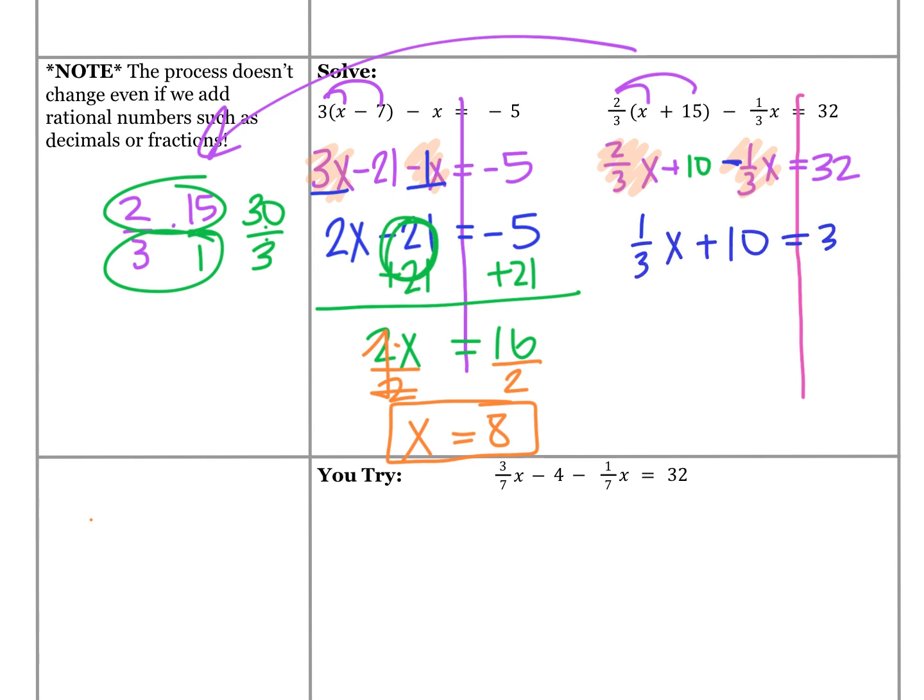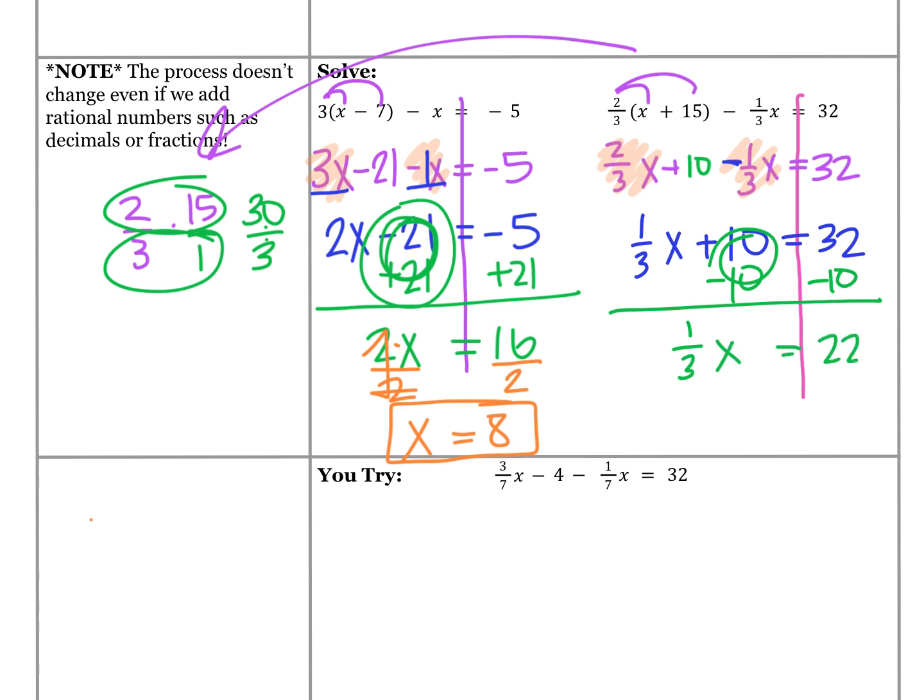Plus 10 equals 32. We have to apply our additive inverse, so we have to get rid of that addition or subtraction. We did it on the left side. Now we're going to undo that plus 10. The opposite would be to minus 10. We've created 0 there, so we're left with 1/3 x equals 22.